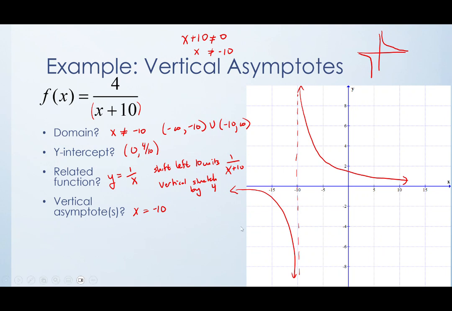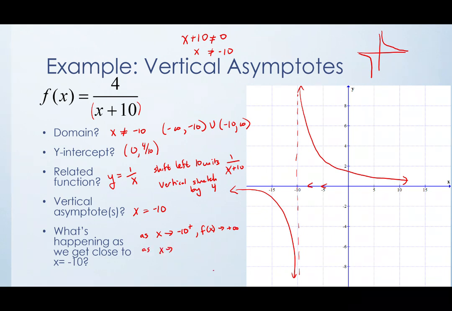But that does help us with the next question, which is what happens as we get close to x equals negative 10. And the answer is, well, it depends on which side you're coming from, right? So as x approaches negative 10 from the positive side, that would be this side, our f of x goes to positive infinity. And as x approaches negative 10 from the negative side, our f of x is going to negative infinity. So there we go. And that's a good place to stop. We've got several more examples for you, though.